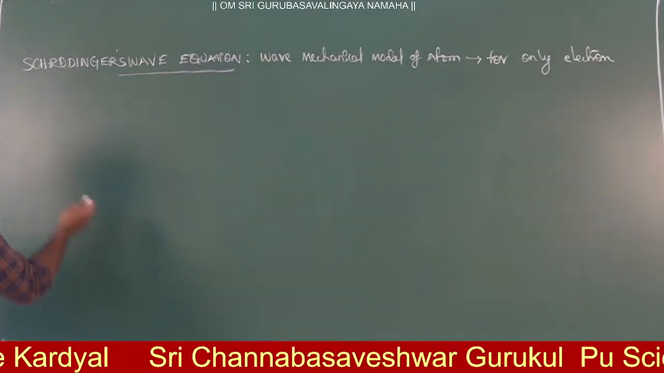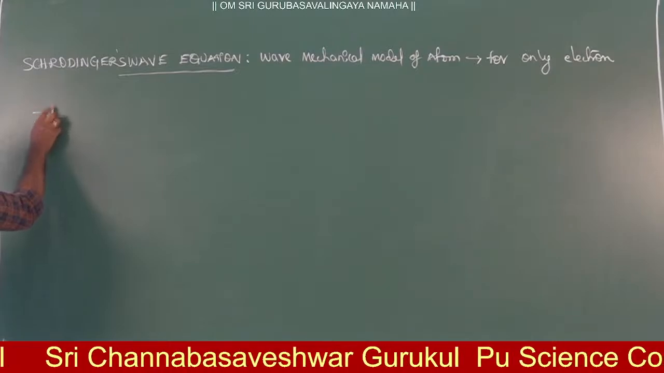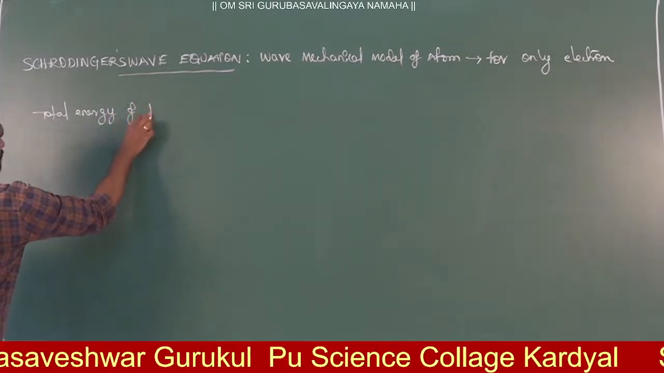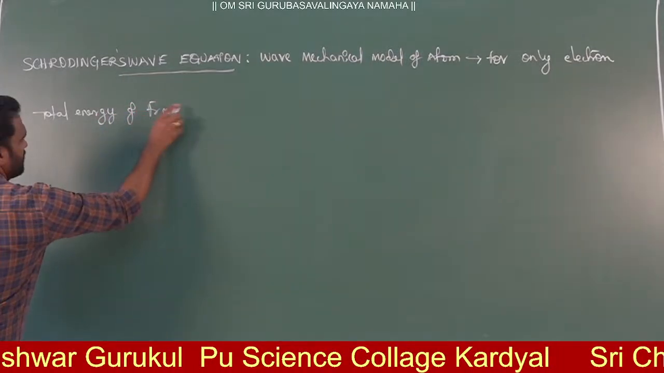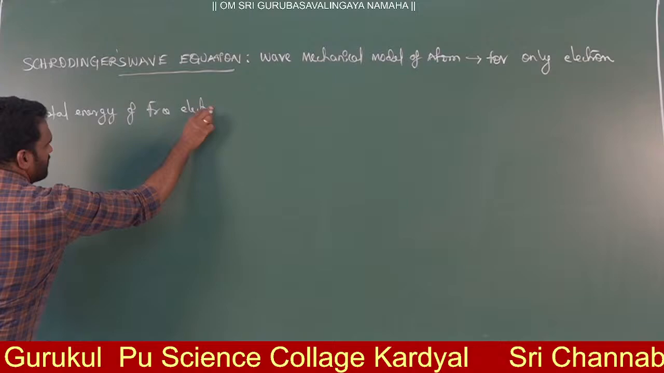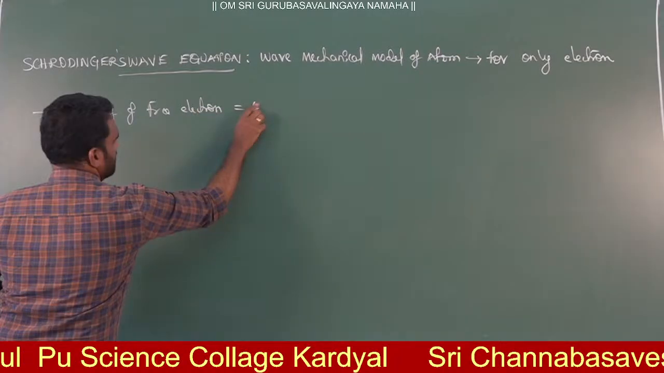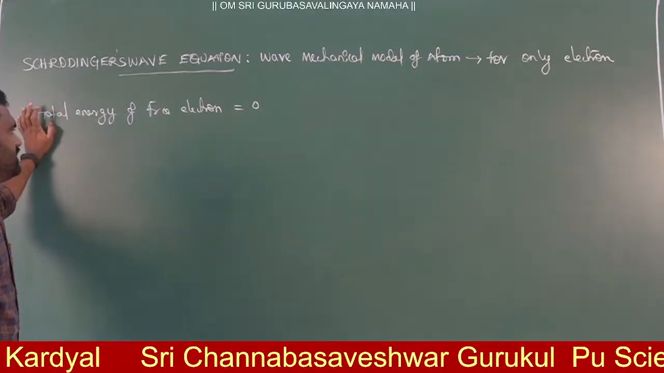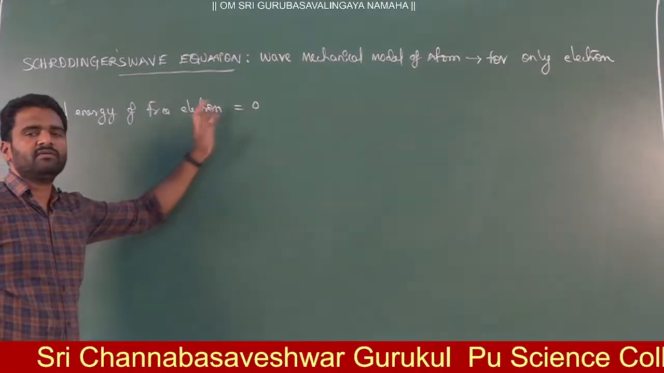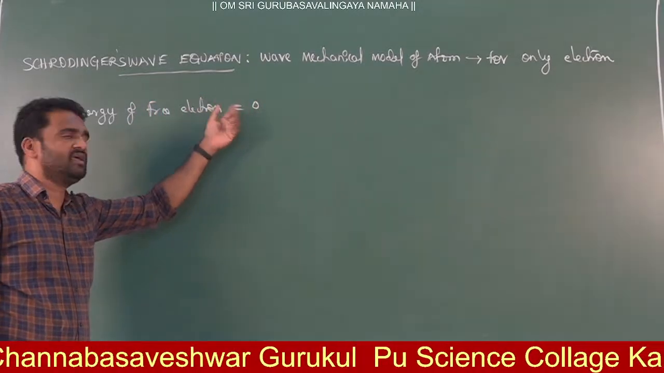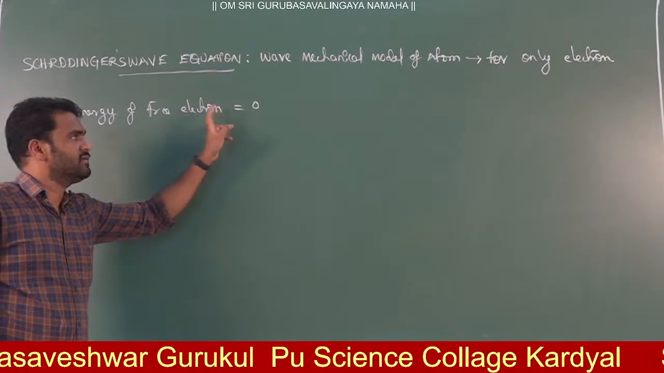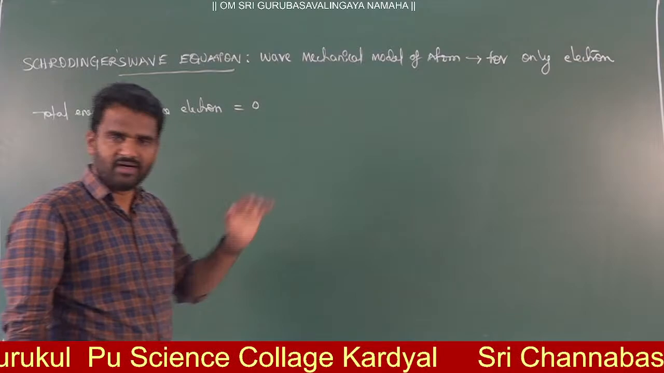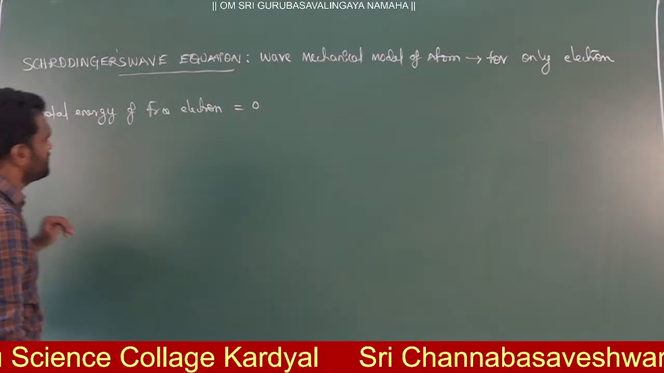First let me write it: the total energy of a free electron will be maximum, which is equal to 0. From his equation he proved that when you take the energy of the free electron as 0, only then can you get the values for the electron in the orbits. This is what he proved.